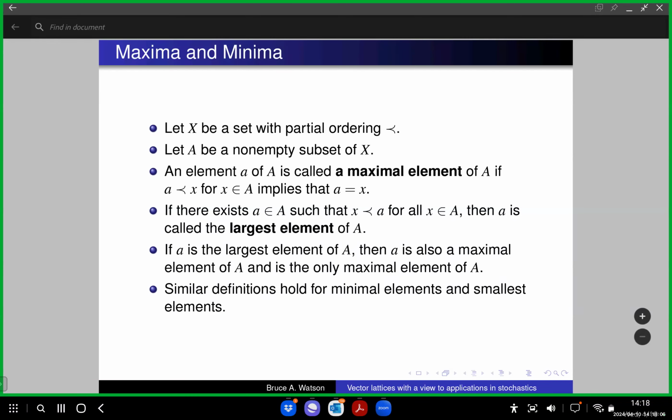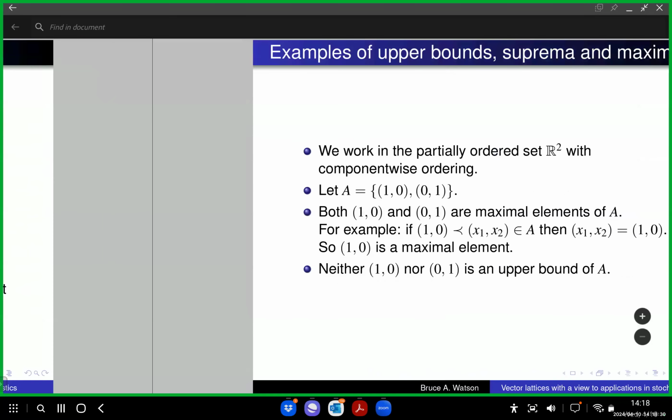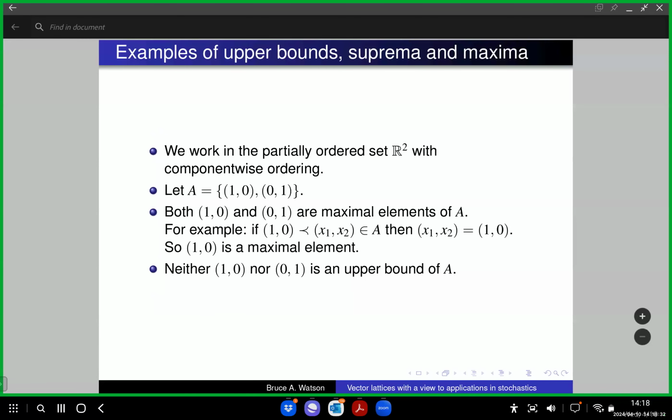In this case, if the set A has a largest element, little a, then a is also a maximal element of A, and it is the only maximal element of A. In other words, it's the maximal element of A in this particular case. And we can progress in a similar way to consider minimal elements and smallest elements. Now let's look at some examples.